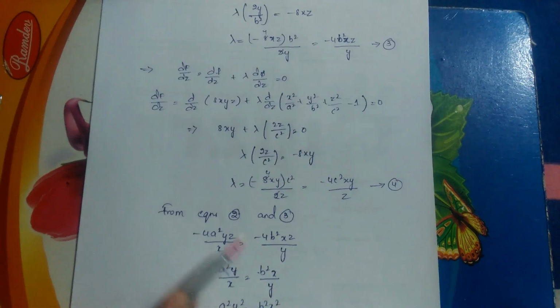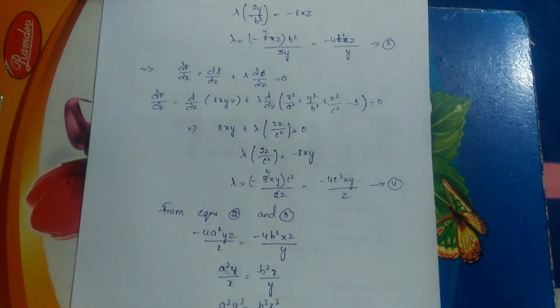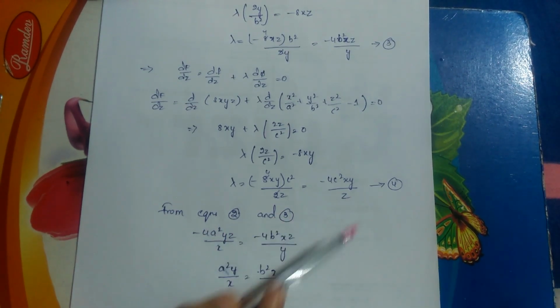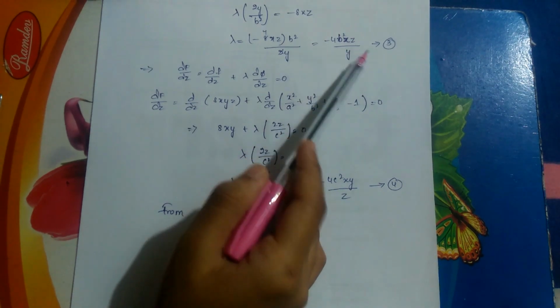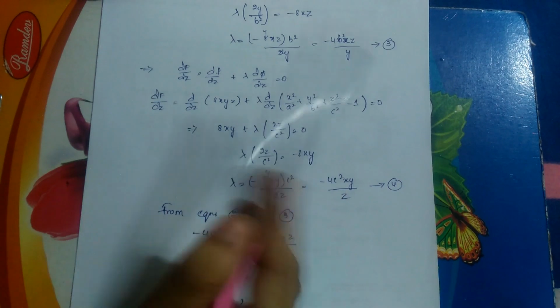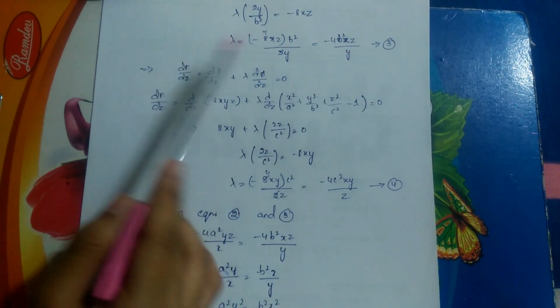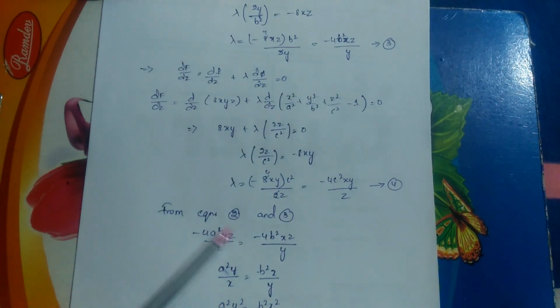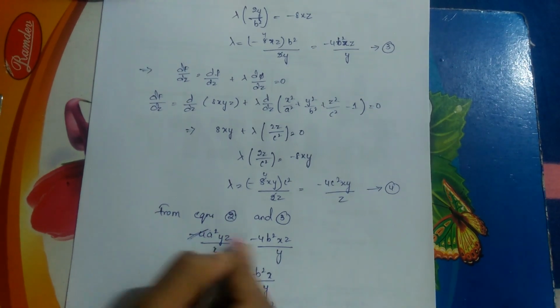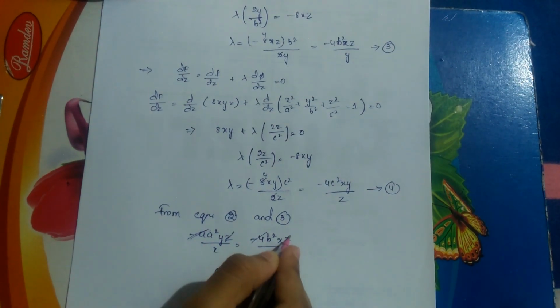Now from equations 2 and 3, we have to solve them. That is, x is equal to this value and y is equal to this, minus 4b square xz by y. From this, both the lambda values are the same, so we get these values and we equate them. We get here minus 4 and minus 4 cancelled in the numerator, and z also gets cancelled.